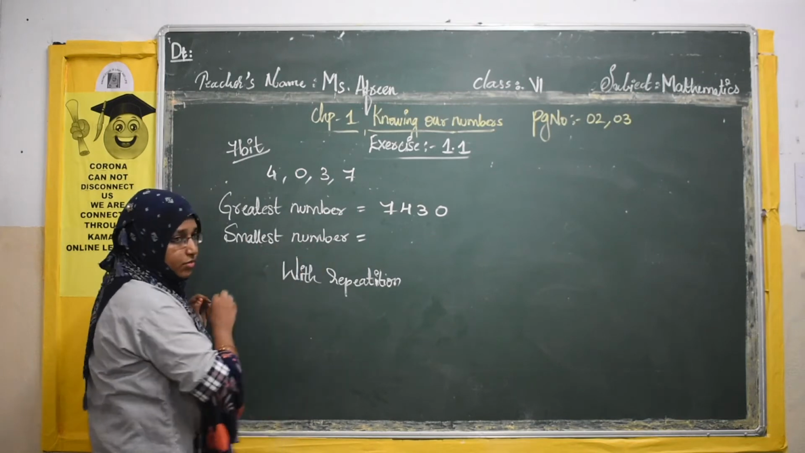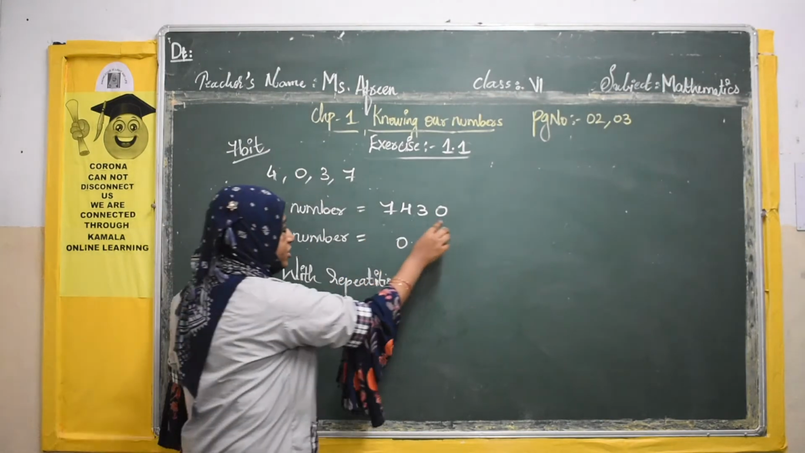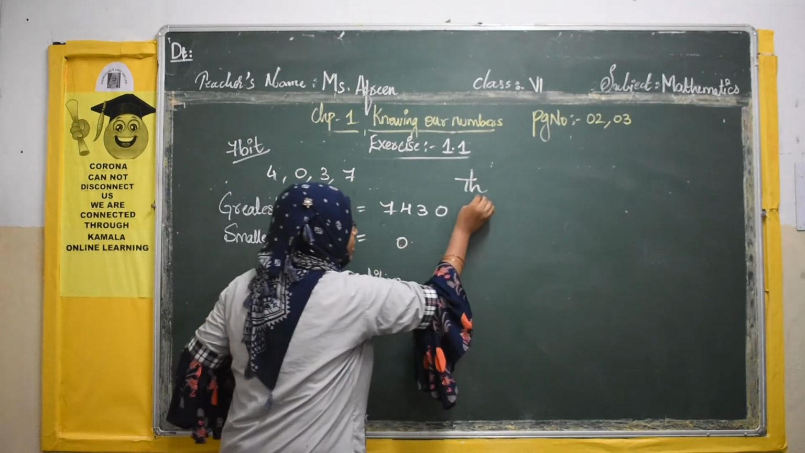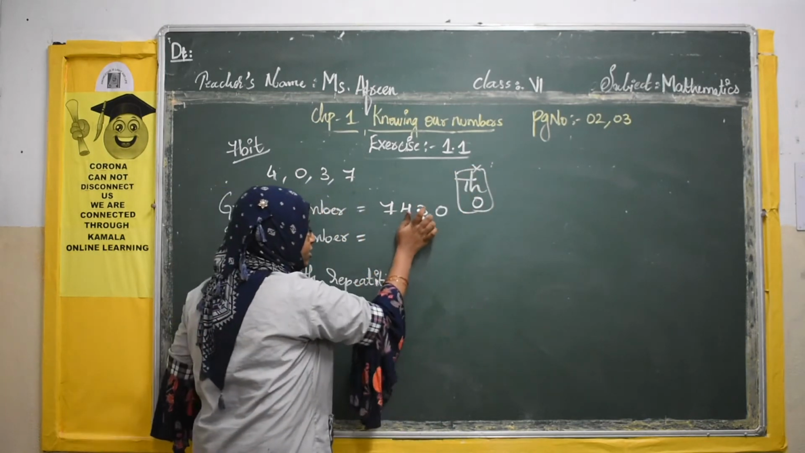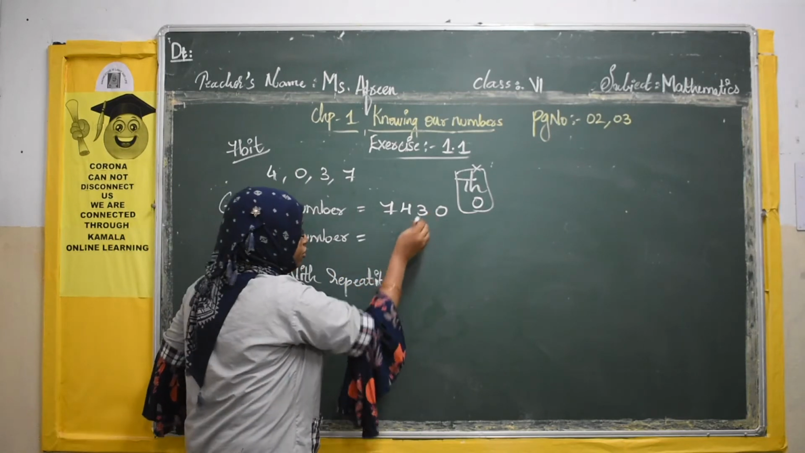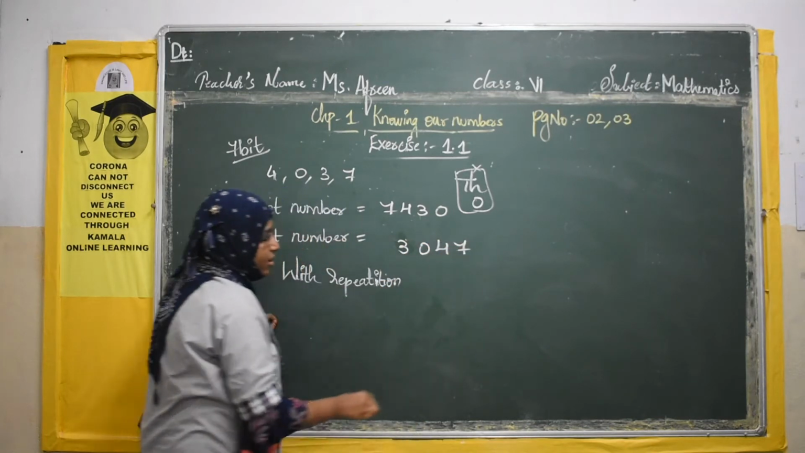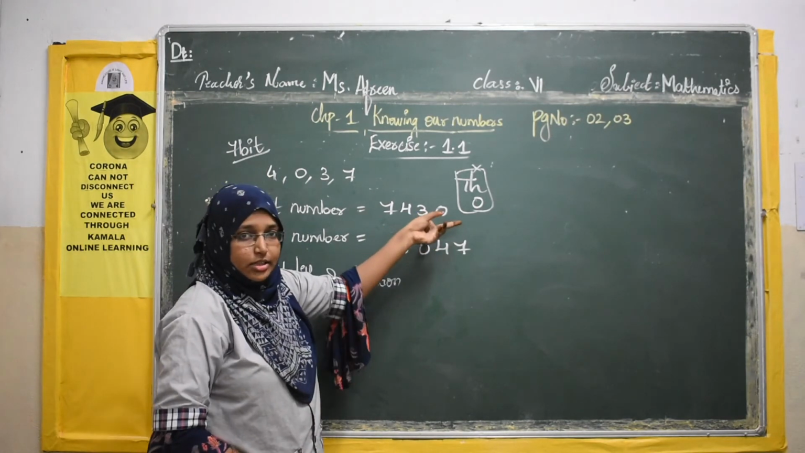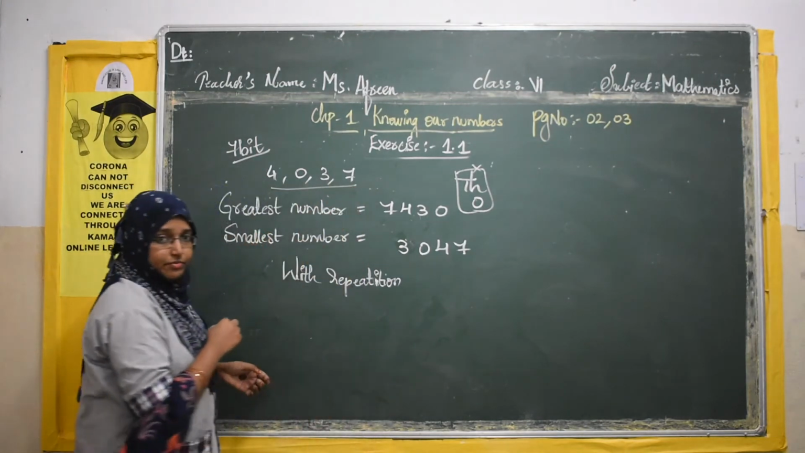Now the smallest number. You cannot use 0 in the starting place, because these are 4-digit numbers, meaning we have the 1000 place. If you keep 0 in the thousands place, there is no value for the 1000. So we will never use 0 in the initial place. The number just before is 3, so we consider 3 as smallest, then 0, then 4 and 7. It's 3047, and the greatest number is 7430.